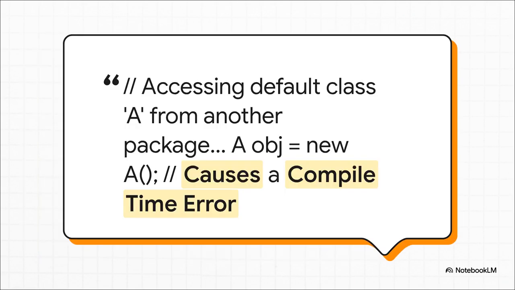And check this out. This code snippet shows it perfectly. We've got class A and a package called pack. Notice there's no modifier like public or private on the class itself, so it's package private. Now, over in a completely different package called mypack, class B tries to use it. And bam! The compiler slams on the brakes. Compile time error. Why? Because from B's perspective, outside the pack package, class A might as well not even exist.